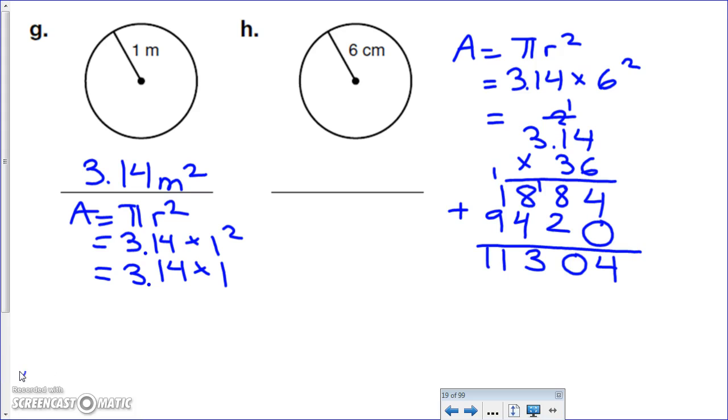Then we have 2 decimal places in our factors. We need 2 in our answer. So the decimal is going to go between the 3 and the 0. Which gives us 113.400 centimeters squared.